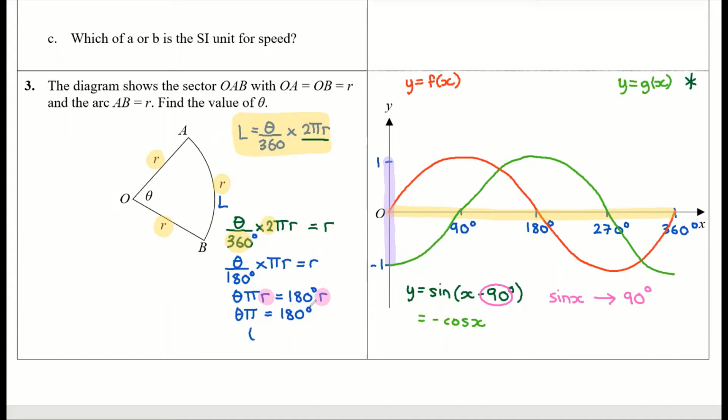And then if we divide by pi, we get theta is equal to 180 degrees divided by pi. Okay, which is an angle in degrees, isn't it? So that's the final answer. Now, just be aware of this. This is going to be important as the lesson unfolds. Okay, and that concludes question 3 and the warm-up.